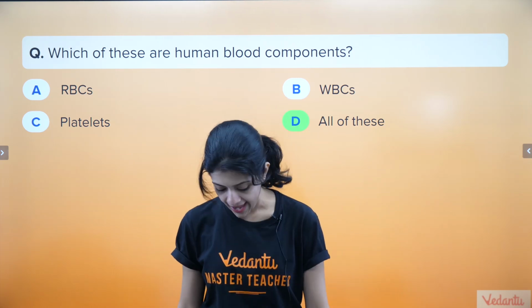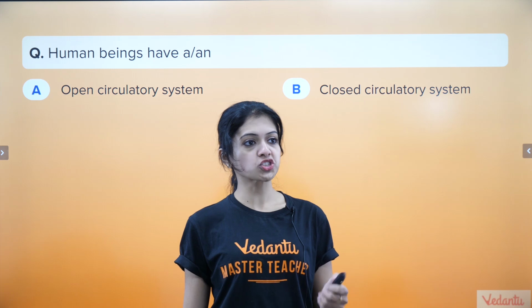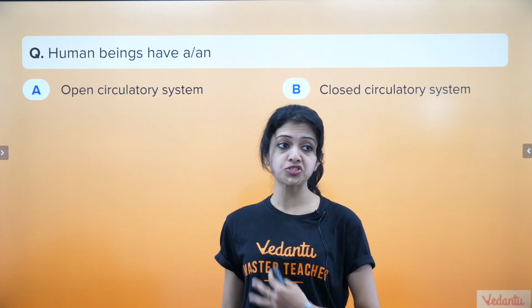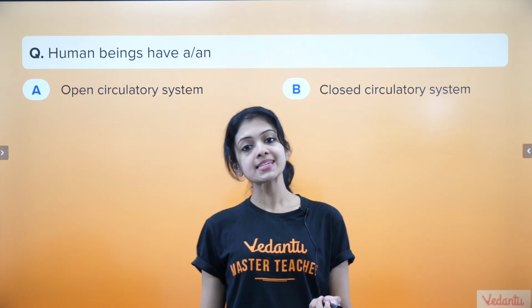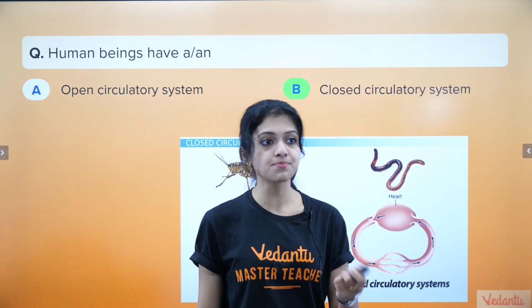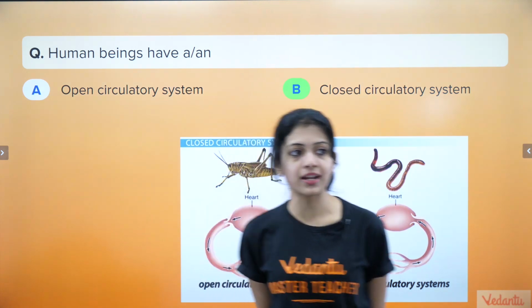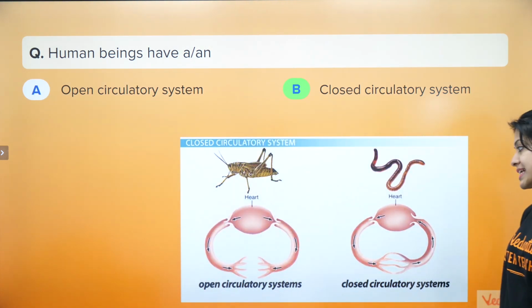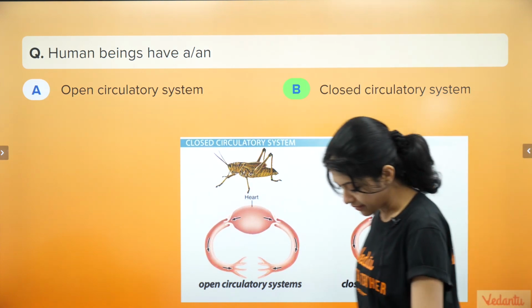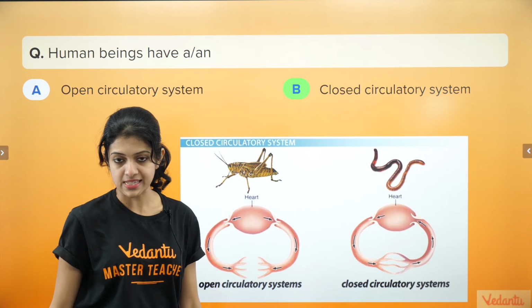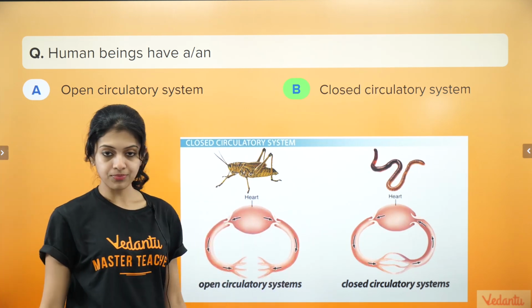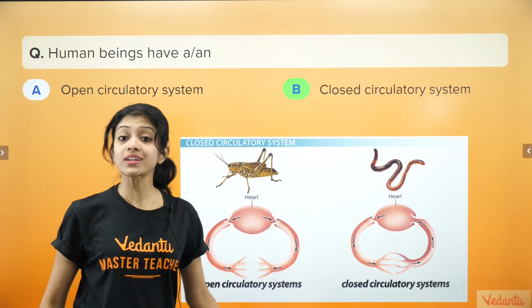Okay, and now I have one more question to ask you. Human beings have an open circulatory system or a closed circulatory system? Yes, human beings are an example for organisms having a closed circulatory system. Now, if you look at this image, have a close look at it and you would know that there are basically two types of circulatory systems in the animal kingdom. Open and closed. What is it based on?